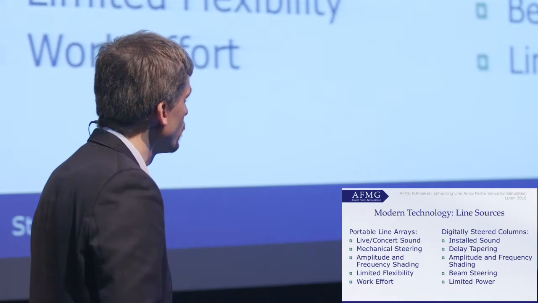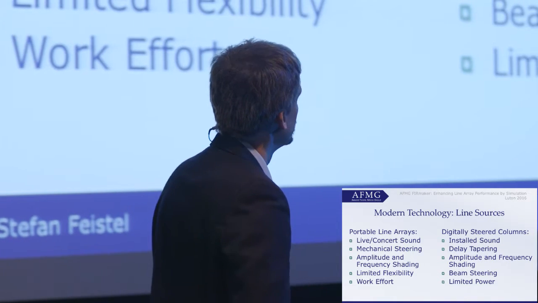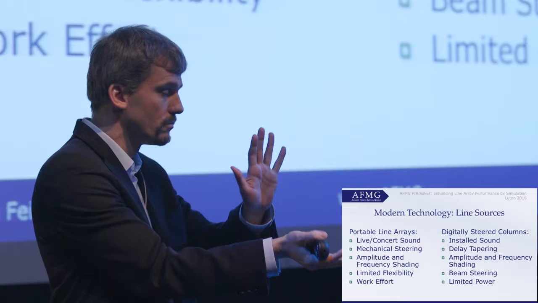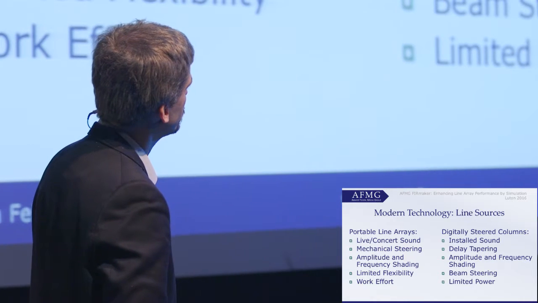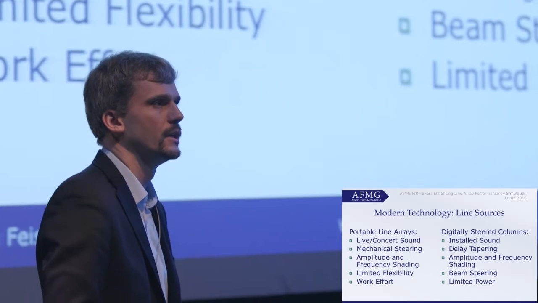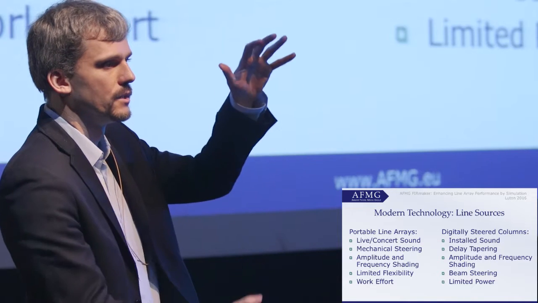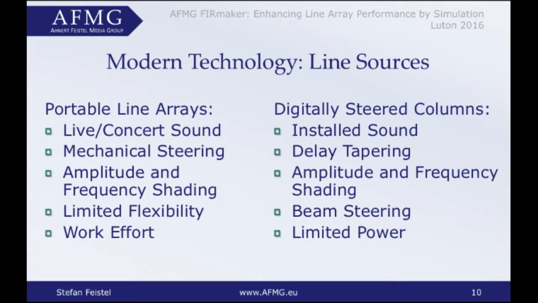Digitally steered columns are primarily used in installed sound. They use primarily delay to beam steer, to steer the sound down to the audience, for example. They also use amplitude and frequency shading. The most well-known approach is that you try to shorten the array at higher frequencies by means of electronic filtering so that you get fewer side lobes. Then we have beam steering limited power. The system is limited in its output capability more than the portable line arrays.